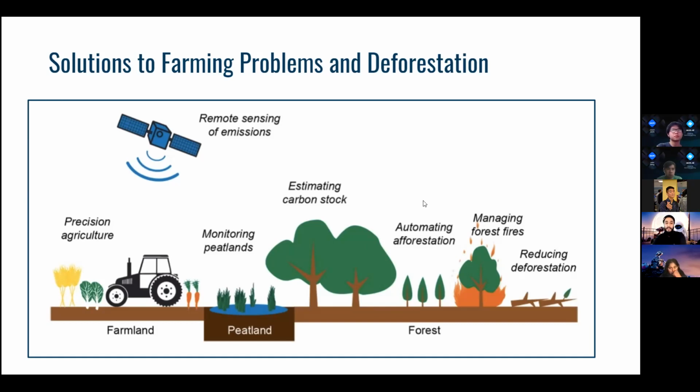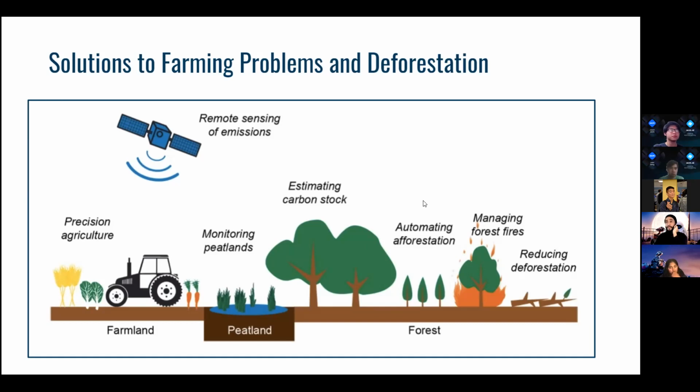Then in regards to deforestation, we decided that we could use satellites and a computer vision algorithm, for example, to detect patterns of unlawful deforestation. You can also use machine learning to identify good chunks of land that could be used to grow trees, and maybe we could automate that process somehow.